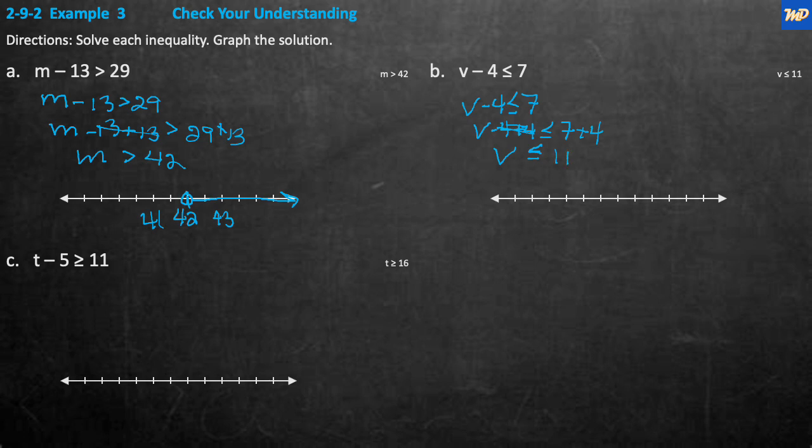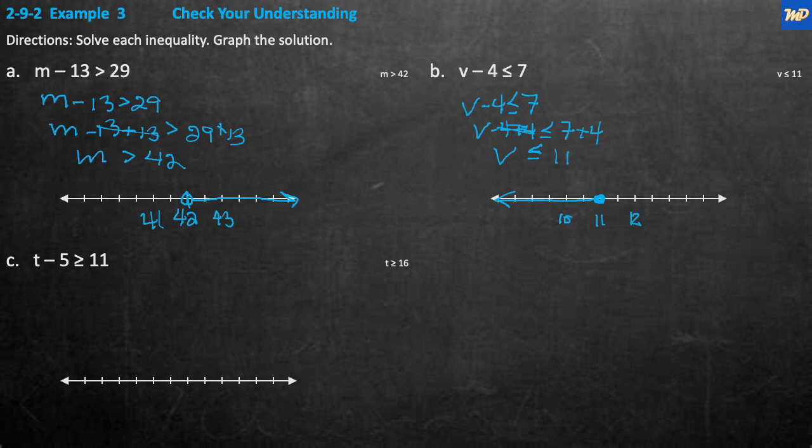Now, when we graph that, I'm going to say 11's right here, 12's right here, and 10's right here, and v is less than or equal, so I'm going to put a dot on the 11. So now it gets a solid filled in dot. And v is less than that number. So v is anything that's below the dot.